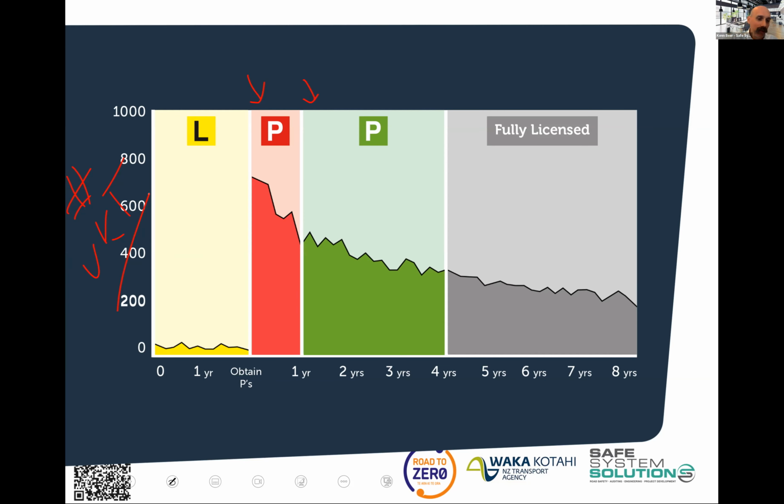Anyway, the point being, people down here have no skills, have no experience, yet they're safer than people here. Right? So to come forward with an argument to say if everybody was a highly skilled driver, we would be fine, well, the data just says that's wrong. There's far more to it.